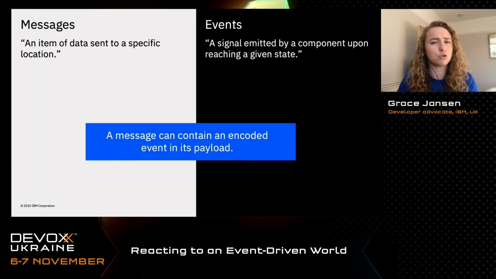Let's take a look at what the difference really is, though. So on the left-hand side here, we've sort of come up with a definition of what a message is. So a message is an item of data sent to a specific location. And on the right-hand side, we have a definition for events. So an event is a signal emitted by a component upon reaching a given state. So really, it's that differentiation between sort of just emitting that signal and letting subscribers subscribe to it if they want to know, versus sending it to that specific location. So that's the main difference between those two. But if you think about it, interestingly, you can actually have a message that can contain an encoded event in its payload. So you can have this sort of weird mesh of both.